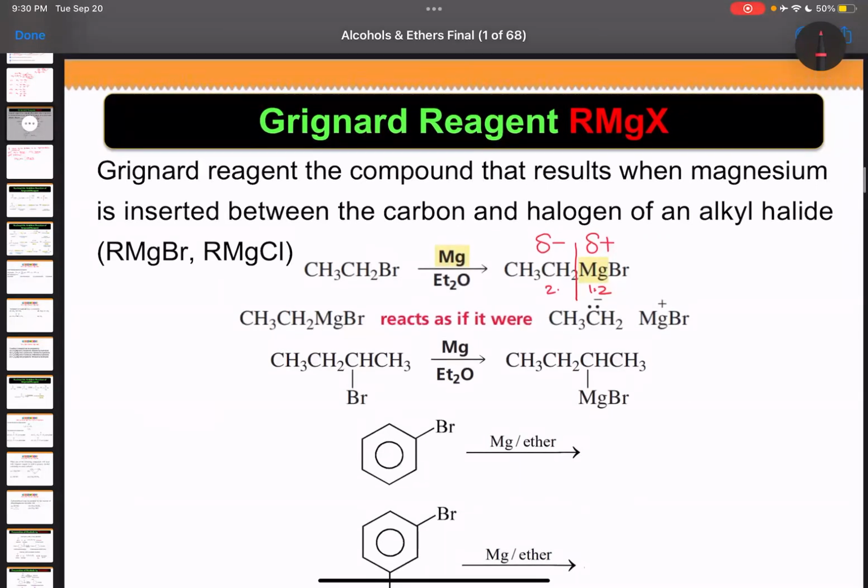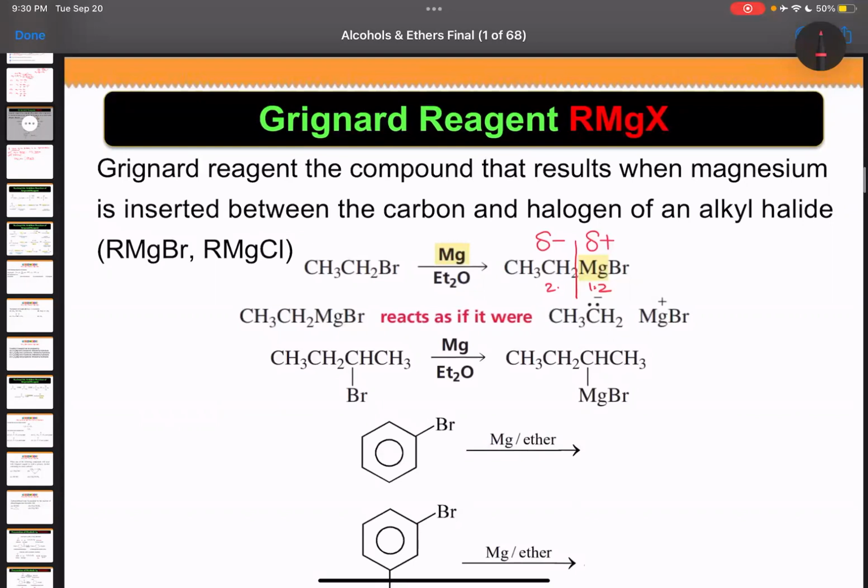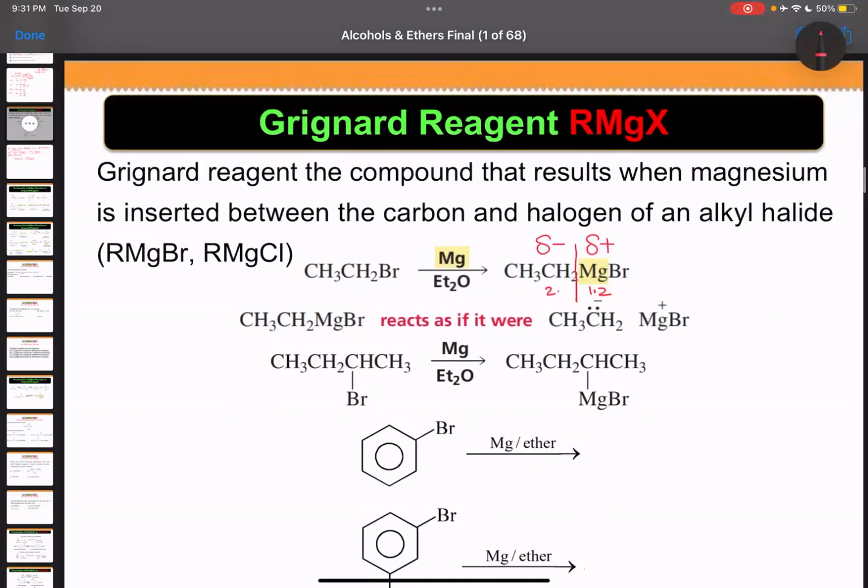So whenever you think of Grignard, think that the carbon has a minus charge. It is a nucleophile. Okay, clear? Yes, sir.